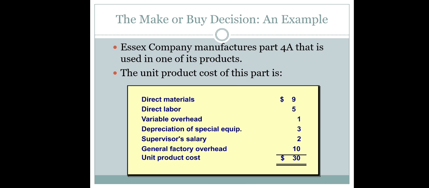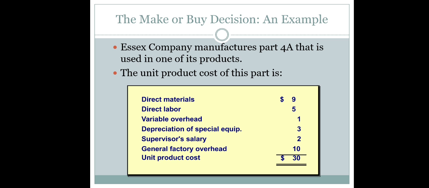Let's see an example. Essex company manufactures part 4A that is used in one of its products. So this company produces a product, and at the same time it produces the component for the product. The unit product cost of this part is like this. See the yellow box for part 4A.